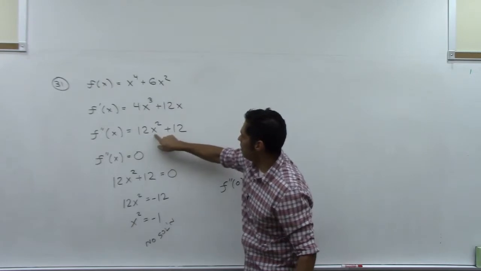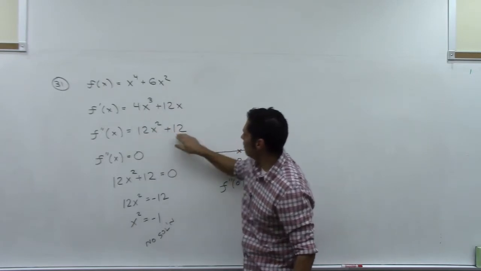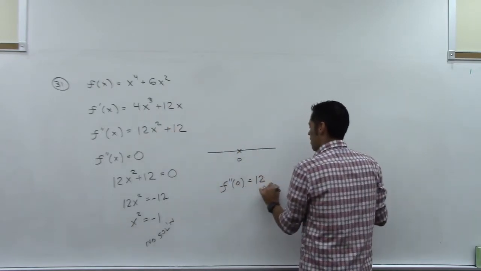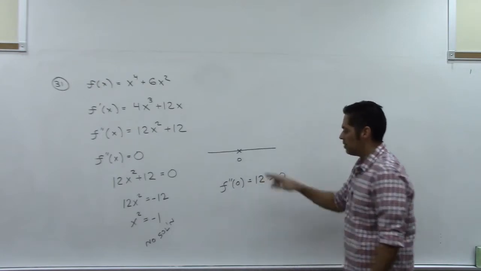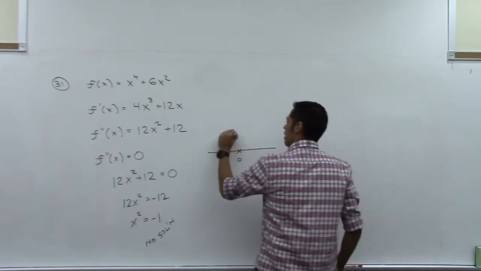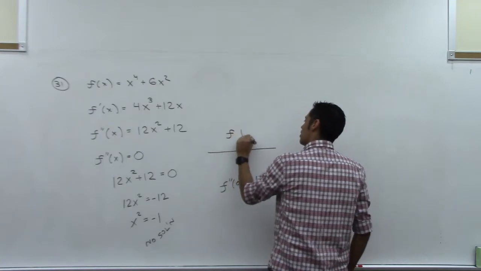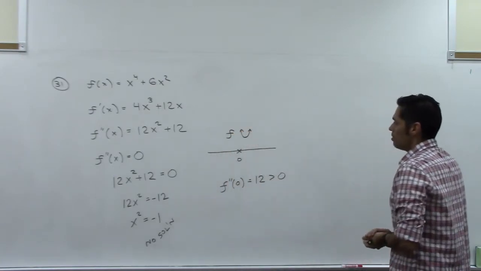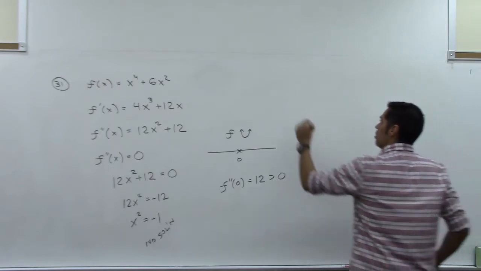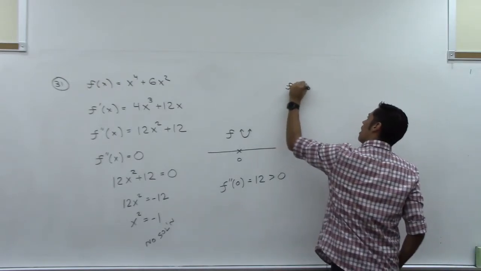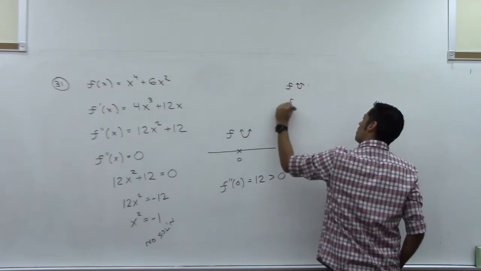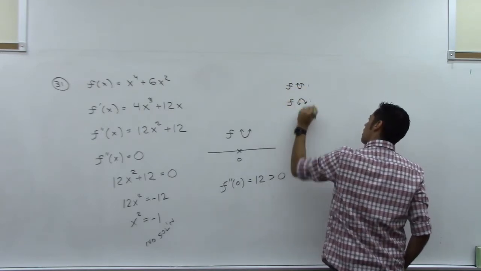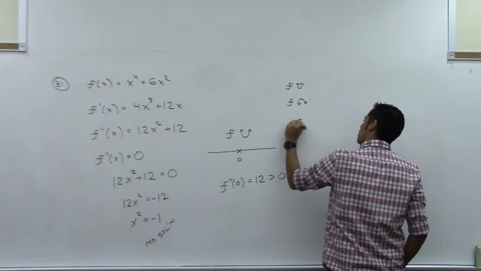Let's plug 0 in. Plug 0 in here, it goes away. I get 12, and that is a positive number. And if your second derivative is positive, that means your original function is concave up. Looks kind of like a smile. So now I can answer the questions. Where is the function concave up? Where is the function concave down? And then any inflection points.